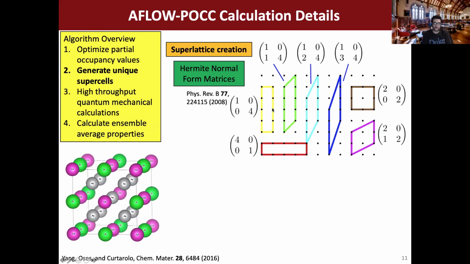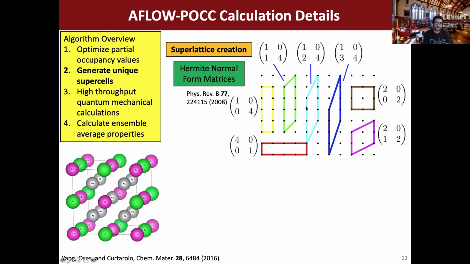This is our primitive cell. Now, how many different ways can we make a supercell of size 4? That's the question here. These are all the different representations of a supercell of size 4, so we have to look at all of these.